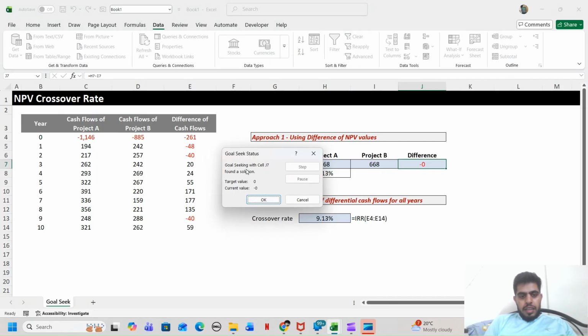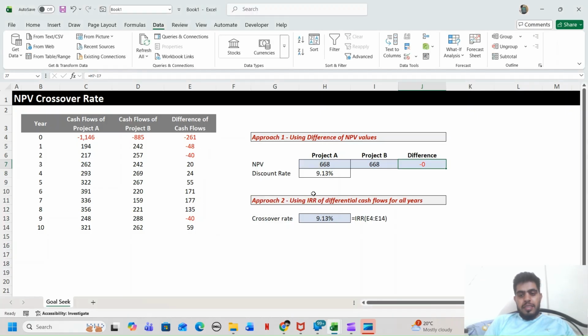And after running the calculation it is saying Goal Seeking with cell J7 found a solution, target value 0, current value is minus 0, like there is some small difference that you are getting, and press OK. So here if you see the discount rate is exactly the same as the crossover rate that we were getting by applying the conventional way of doing. So this is pretty much all about this goal seek functionality that we can leverage to analyze two projects.